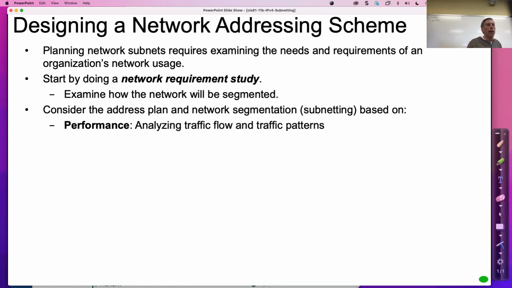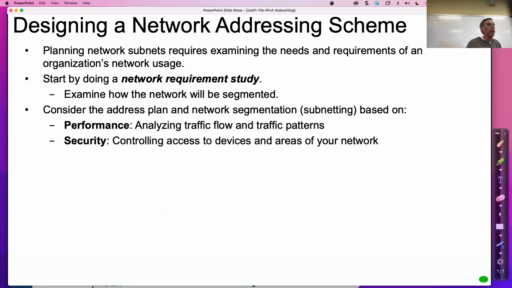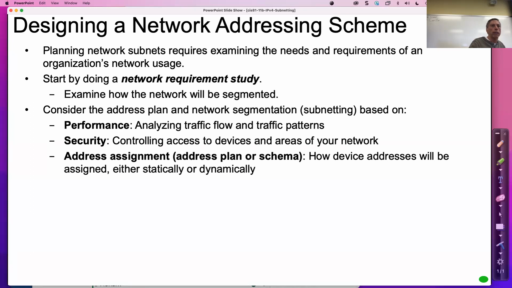You're going to be looking at things like performance, analyzing network traffic, security, how you segment your different IP addresses, and developing some kind of assignment plan, an addressing scheme. This is where you see things like the first address of every network is the default gateway. You don't allocate the first certain number of addresses using DHCP. You start at a later number so you can have static addresses.